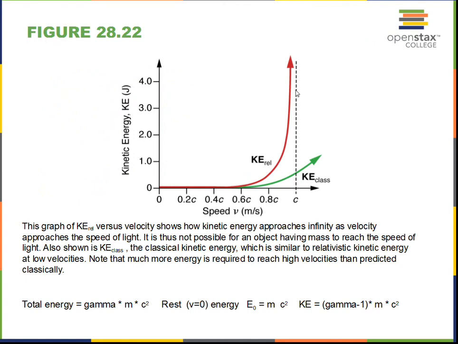So here's our graph of kinetic energy versus speed. And again, because gamma is playing a role here, the relativistic kinetic energy increases rapidly, and we can't go beyond the speed of light.